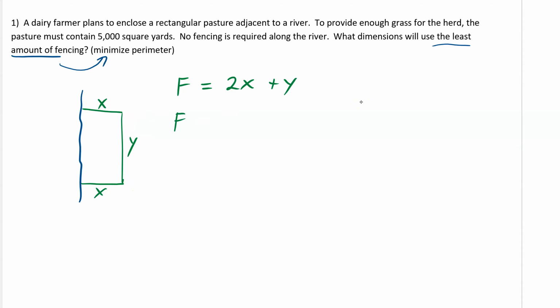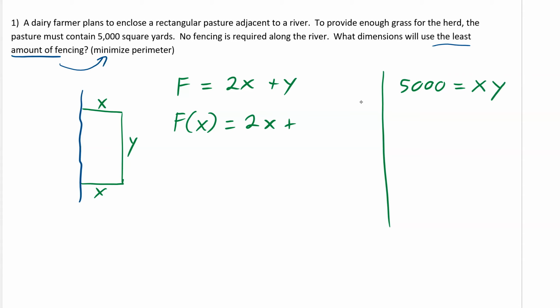Now, when we do these functions, we need them to be in terms of one variable. Otherwise, we have to use implicit differentiation, and I don't think we want to do that. So we need another equation for y, and that's what that other information is for. It says the pasture must contain 5,000 square yards. That's an area, and the area of a rectangle is xy. Now we can solve for y like we've been doing before to write our function in terms of one variable and substitute it. And there we have it.